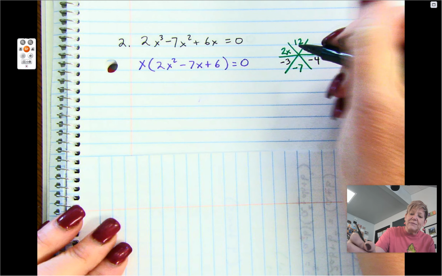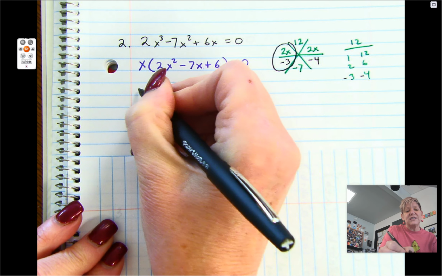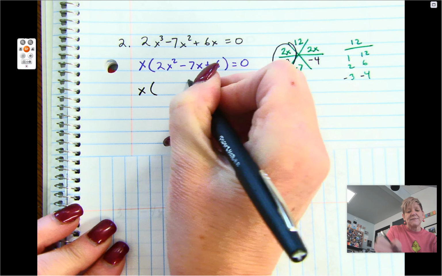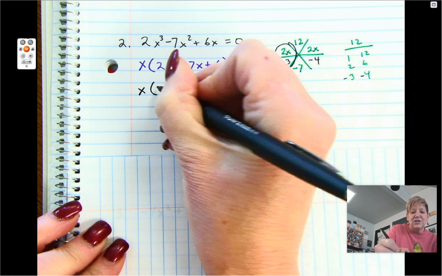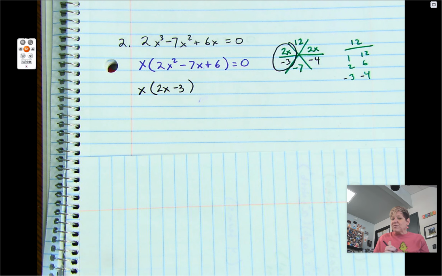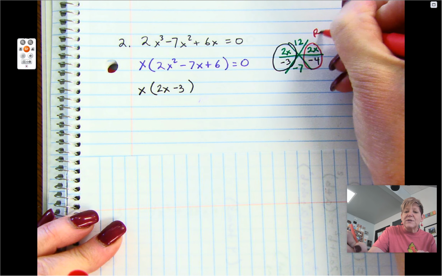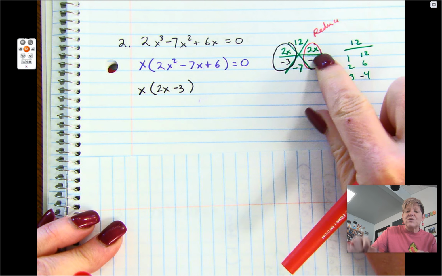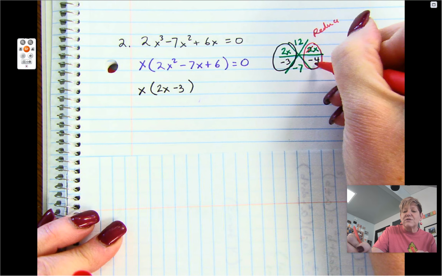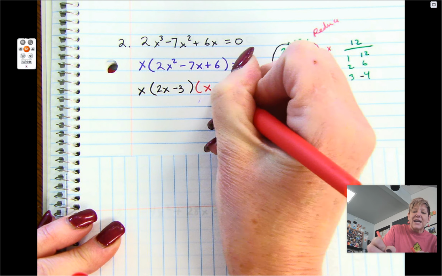So we're going to grab this term here and we're going to write it down. Oh, don't forget your GCF is out in front, so you have x. And this first term is 2x minus 3. Now, this other term over here, this 2x minus 4, you need to always remember to reduce if you can. So 2 goes into 2 once, 2 goes into 4 twice. So it is going to be x minus 2.